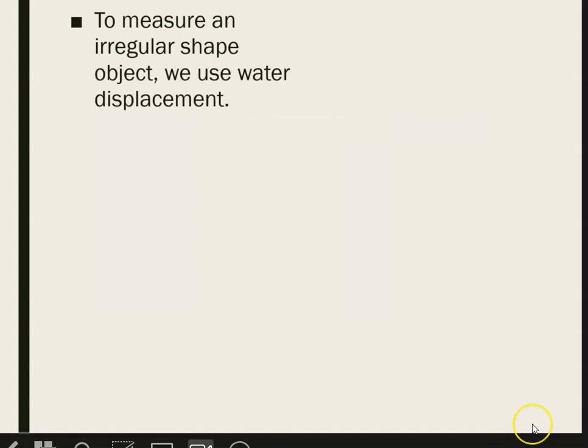So now we'll talk about, well, what if our object's a really weird shaped object, maybe like a rock or something? Then we use water displacement, and you should have hopefully done this in high school, where you did some water displacement and did some calculations with density. So we'll get to that in a second.